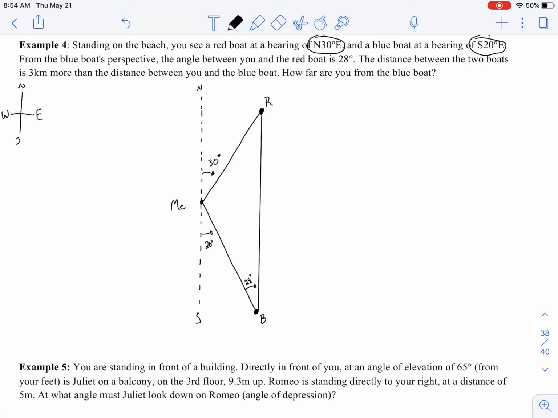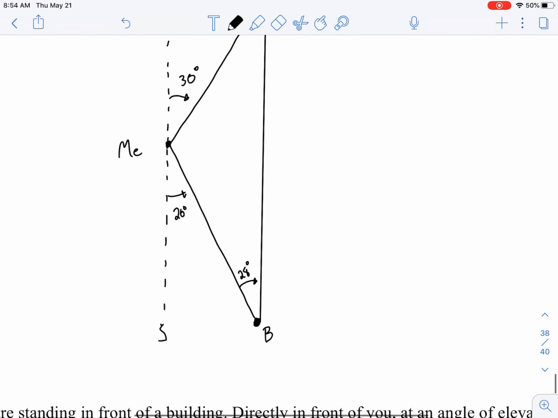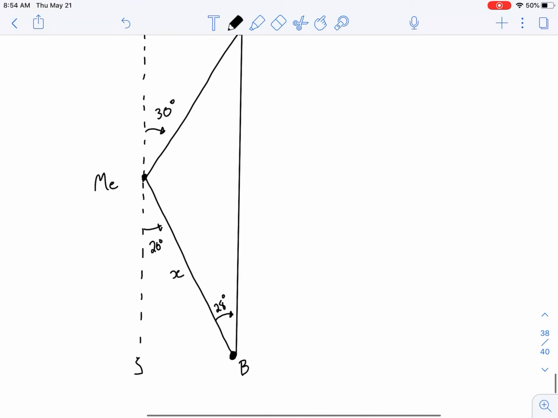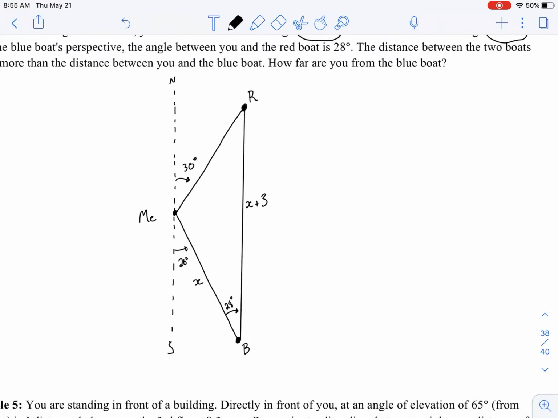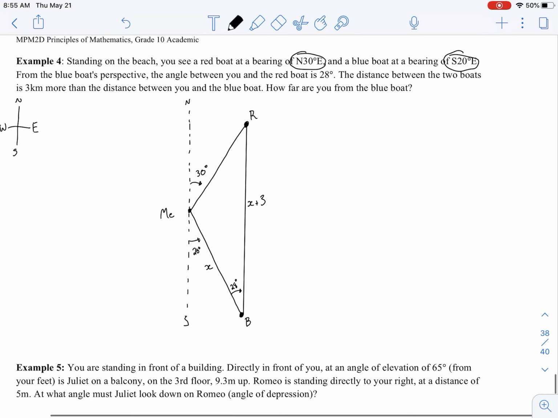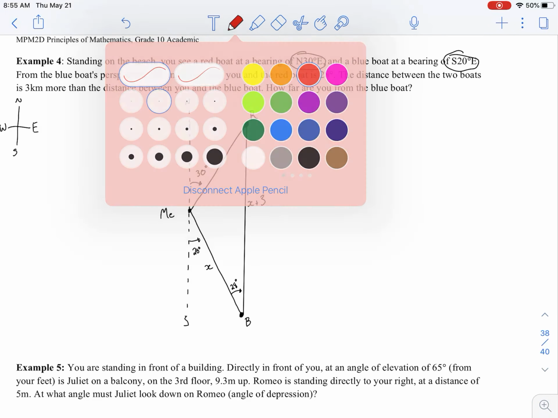Then the distance between the two boats is 3 kilometers more than the distance between you and the blue boat. We don't know the distance between us and the blue boat, so I'm going to call that x, and then the distance between the boats is 3 kilometers more. So x plus 3, now knowing that x is measured in kilometers. That's all the information that was given.